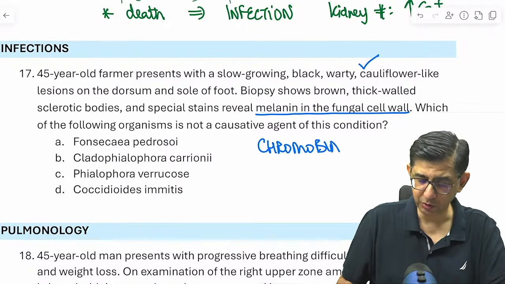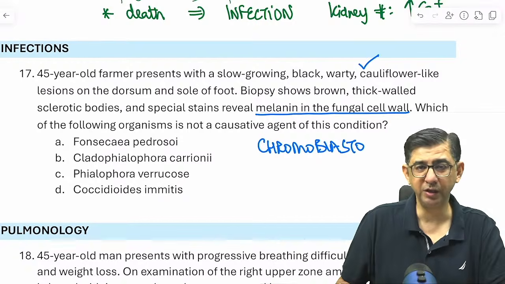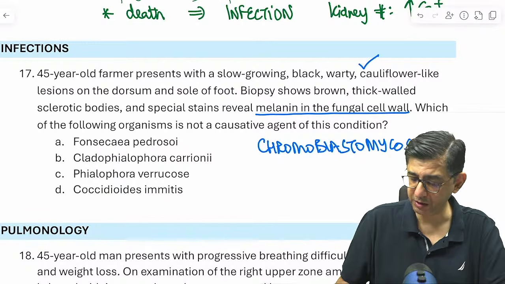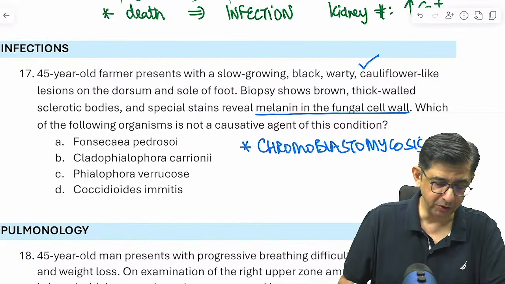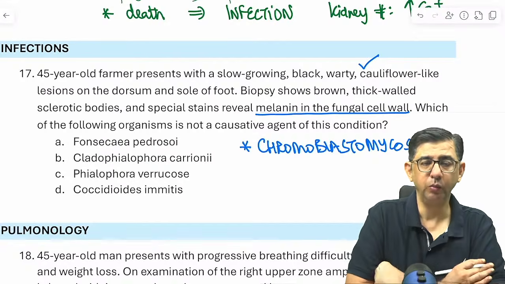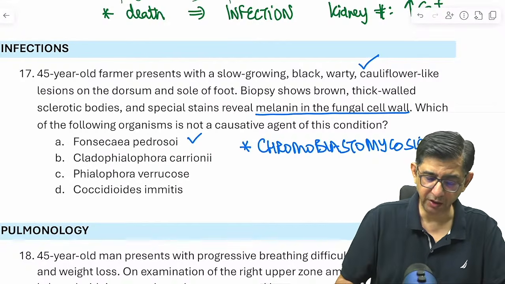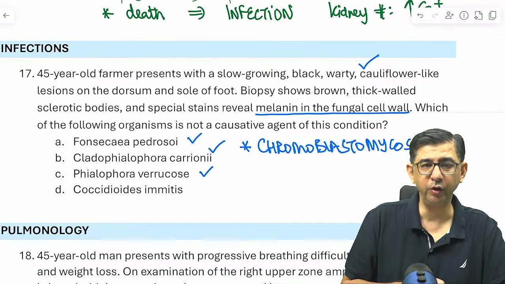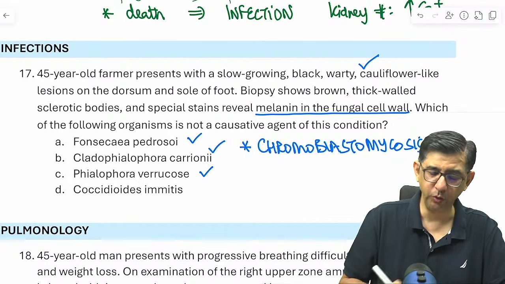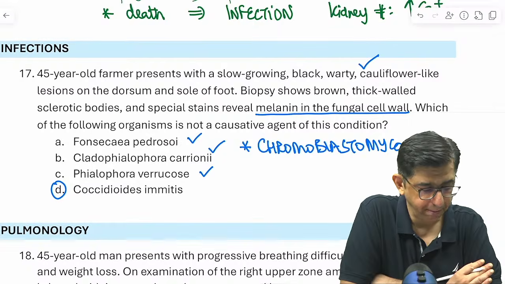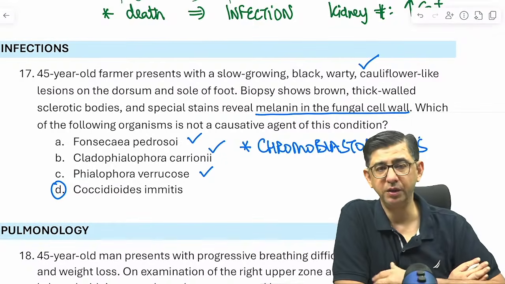Another way to solve this question is the word sclerotic bodies, which are actually medlar bodies, but the word medlar is not given because it is deliberately concealed. But considering it is chromoblastomycosis in this patient, the question says which is not a causative agent. So in black fungus there is Fonsecaea, Cladophialophora, Phialophora, but not Coccidioides immitis. So the answer to this would be option D. Yes, it is the black fungus that had to be picked up.